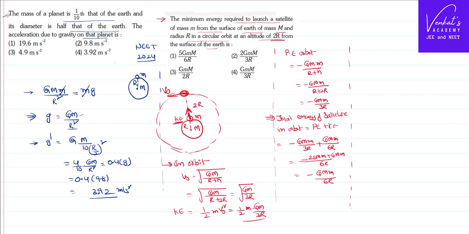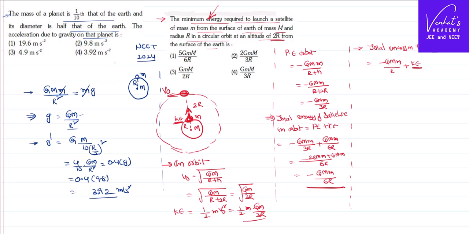Now, even when it is on the surface here, it has some energy. Total energy on the surface is potential energy, minus GMm by R, plus kinetic energy. What we need to calculate is this kinetic energy. The minimum energy, you mean to say minimum kinetic energy required to launch the satellite. But as per the conservation of energy, total energy at 2R shall be equal to the total energy at the surface for the same satellite.